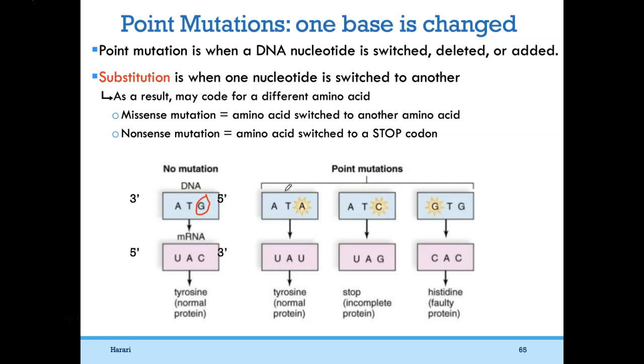So a point mutation could be completely harmless. It could code for a stop codon, meaning that's a nonsense mutation, or it can code for a different amino acid altogether, which is the case of a missense mutation.